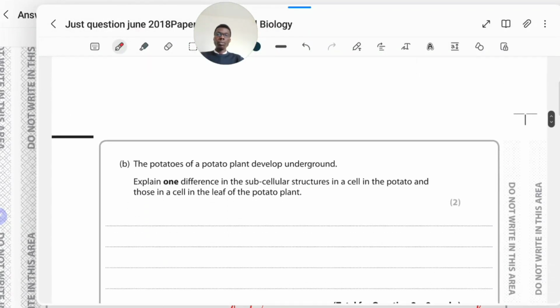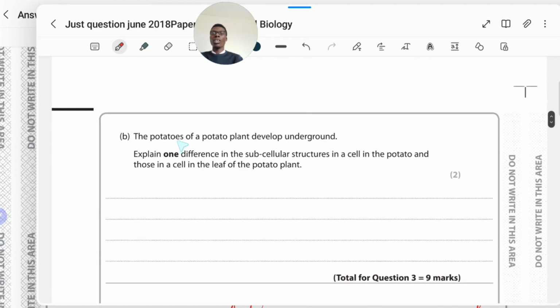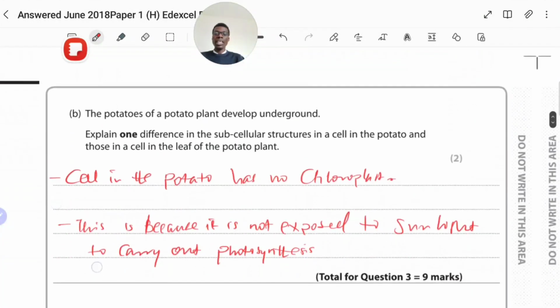So the potatoes of a potato plant develop underground. Explain one difference in the subcellular structures in a cell which is in a potato and in the cells which is in a leaf. So basically you have to compare the cell in the potato, the potato tuber, and the leaf. Like you're comparing between root and the leaf, basically. That's what you're supposed to do here. So let's see the answer here.